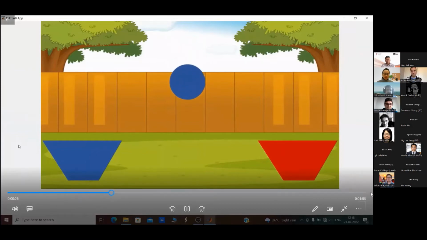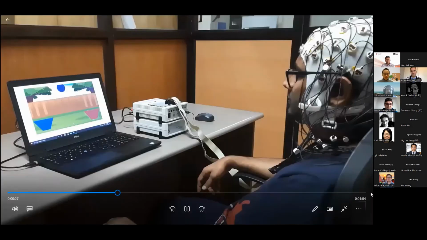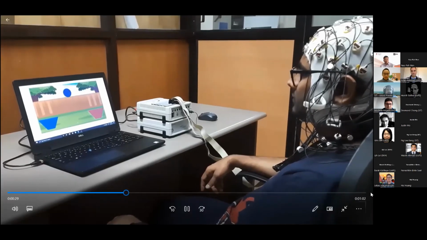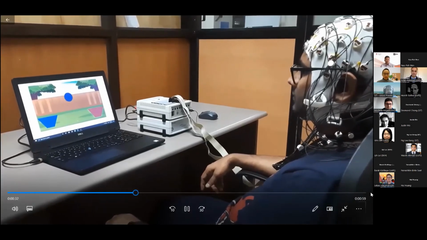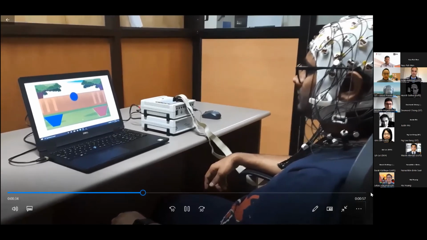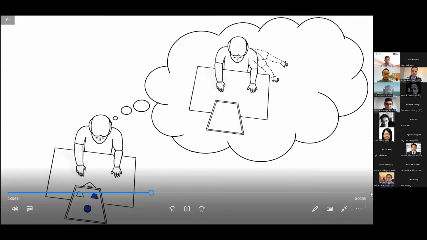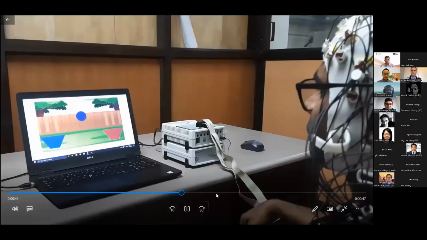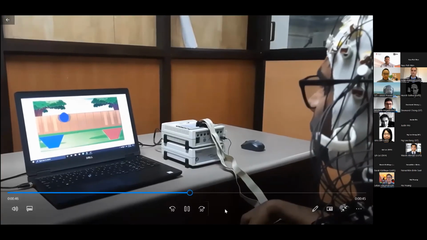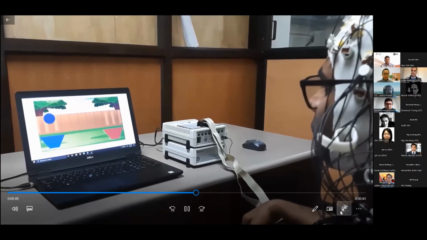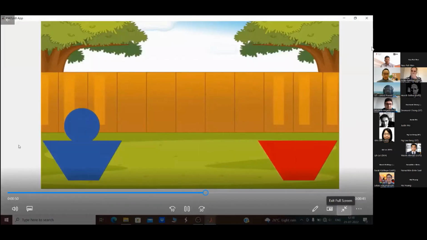If the incoming ball is blue and the blue basket is on the left side of the screen, then the ball should be sorted to the left side. In order to sort the ball to the left side, the subject has to imagine their left hand movement. The brain signal generated at the time of movement imagination will be collected by the EEG electrodes and it will be decoded to control the ball movement.